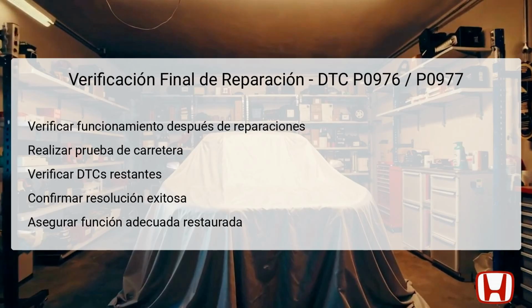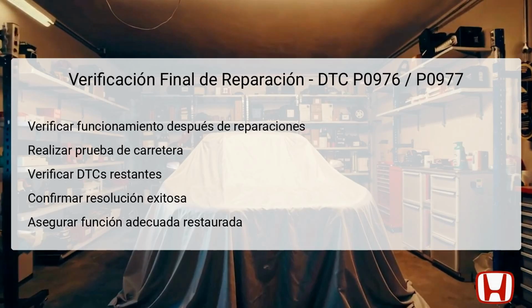After completing repairs related to DTCs P0976 and P0977, it's essential to conduct a final verification of vehicle operation. This involves performing a thorough road test to confirm that the transmission operates without any shifting issues or warning lights. During the road test, observe the vehicle's behavior to ensure that the previous symptoms do not resurface. Following the drive, utilize the diagnostic tool to scan for any lingering DTCs that may indicate unresolved issues.